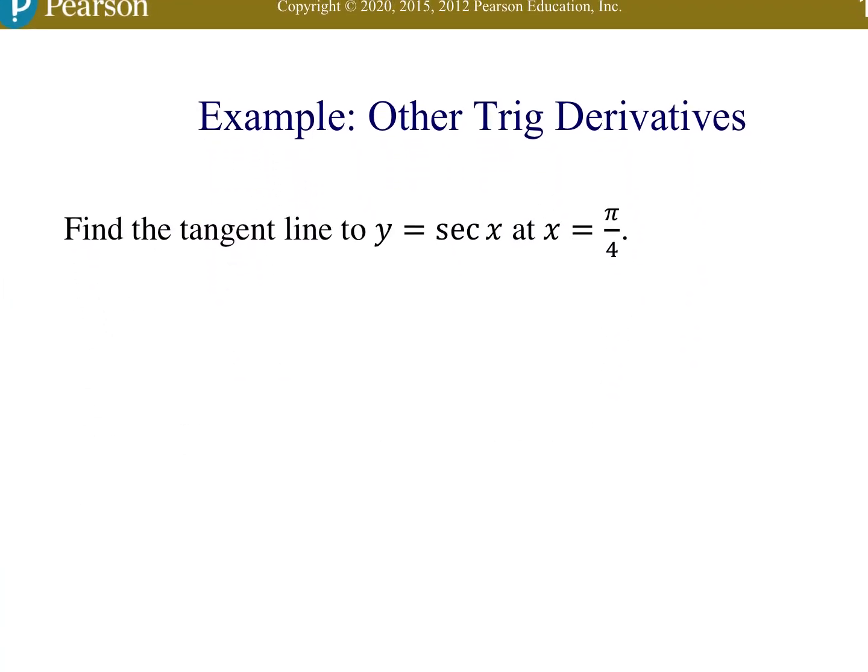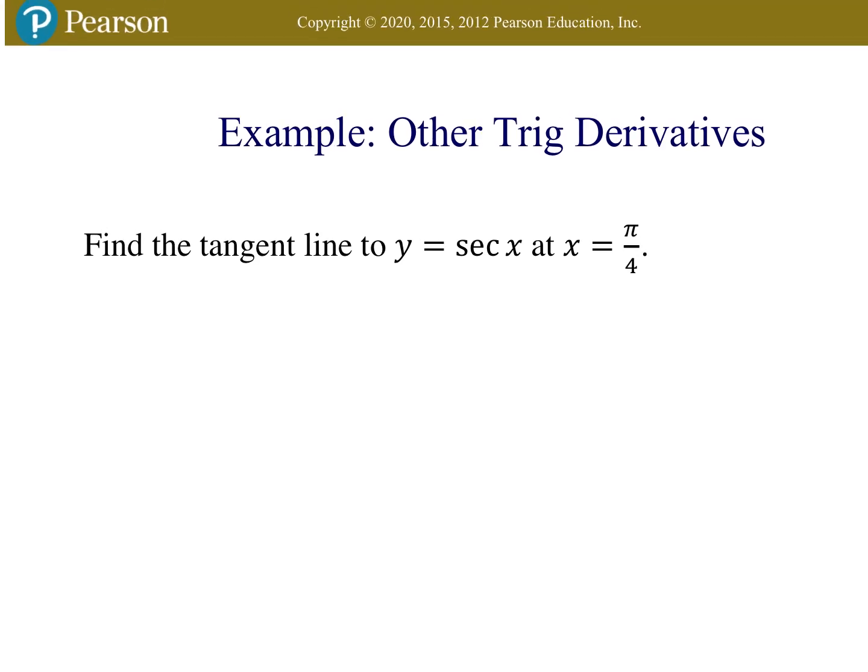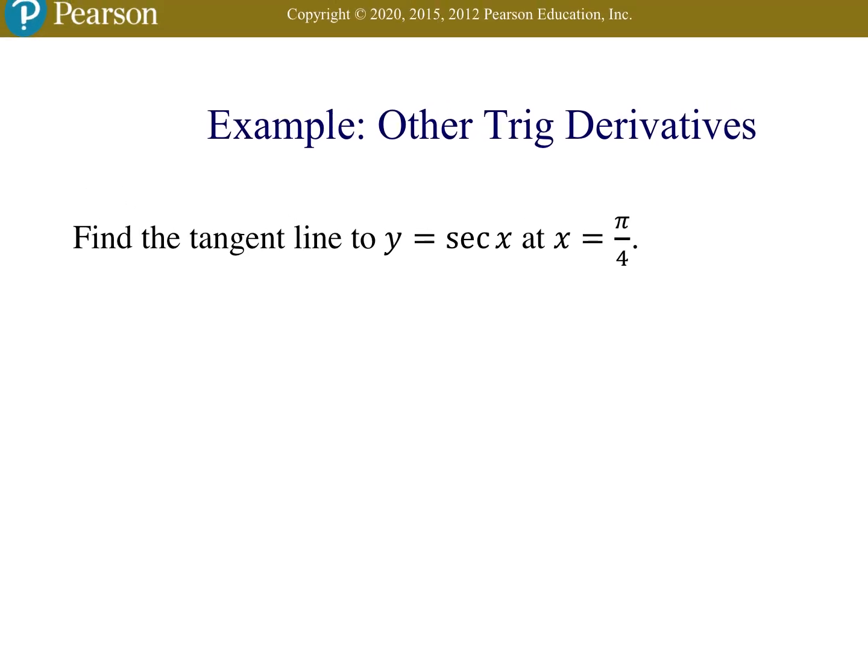Okay, let's try another one. Find the tangent line to blank. All right, Nathan Deere, what do we need to find any tangent line in any situation? Point and a slope. Great. We are going to need a point. We are going to need a derivative. And then we're going to need a slope. All right.